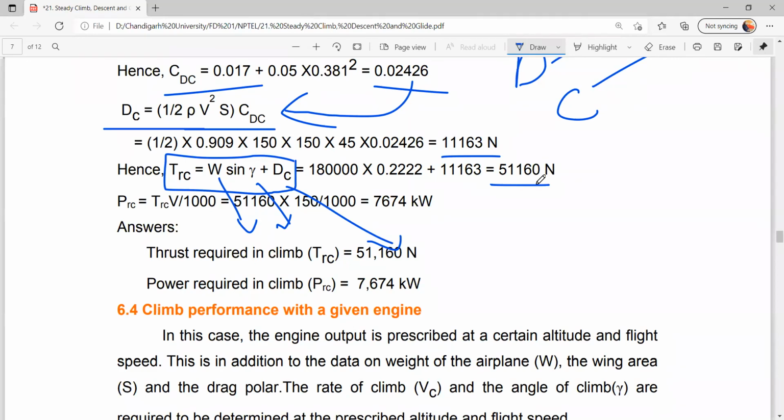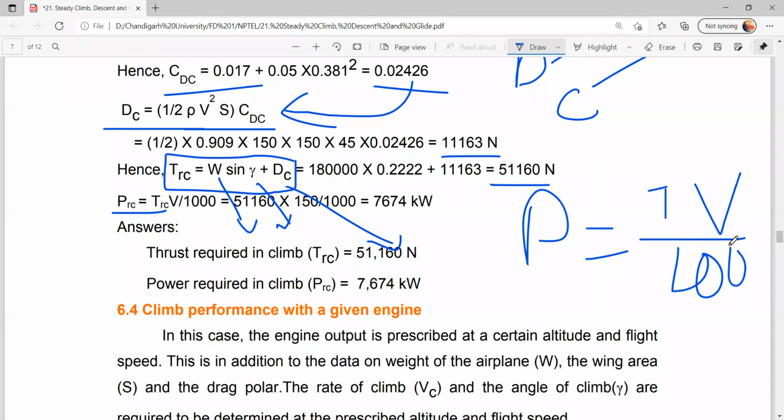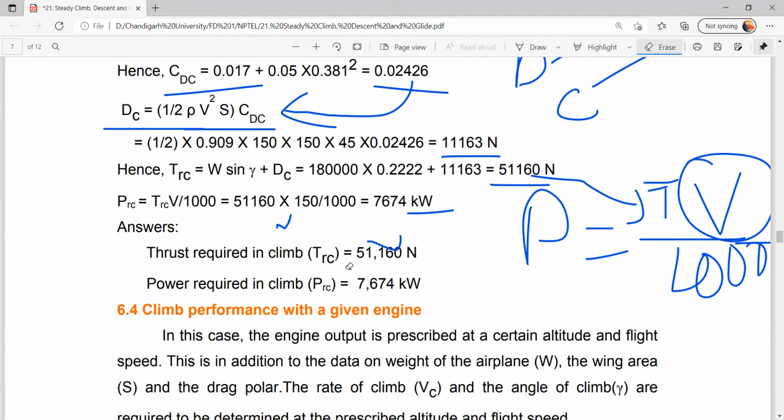Similarly, power required is very simple. Mechanical power is given with thrust into velocity. Here we are converting that into kilowatt, so we are dividing by 1000. So thrust required we have calculated for climb. Velocity of the aircraft is already in the problem statement itself. So using that, we can go for power required value.